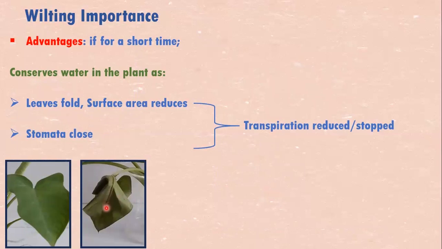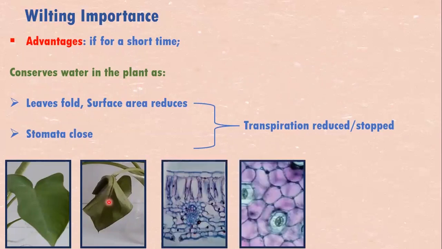And then also, when the surface area is reduced and the plant folds, it's not only the surface area, but the stomata also close or reduce. Here is a stoma, plenty of them stomata. Here is a stoma. This is a TS. This one is showing the stoma. Once the wilting is taking place, this stoma will either reduce or close. And so the water that should come out of the leaf or the stem is reduced because the stomata are closed. So wilting has importance once it is for a short time.